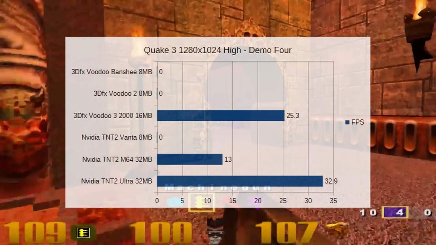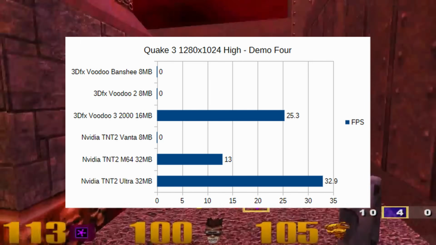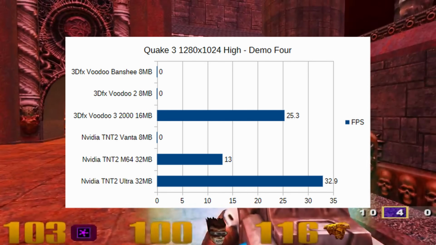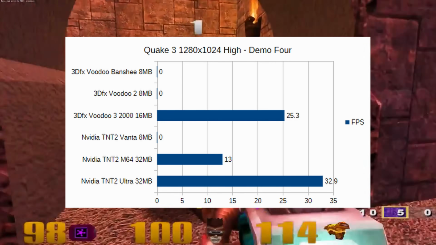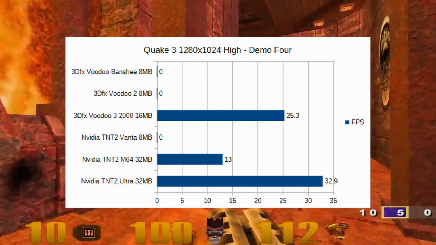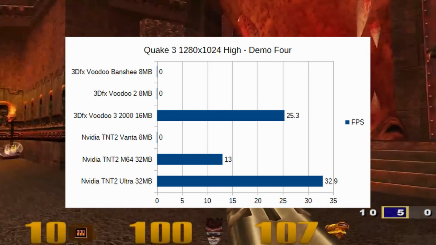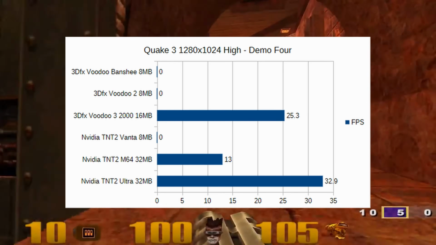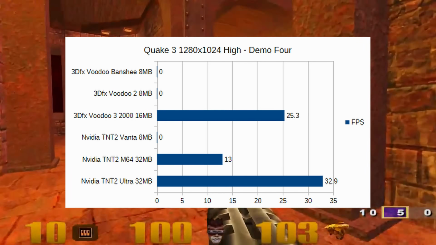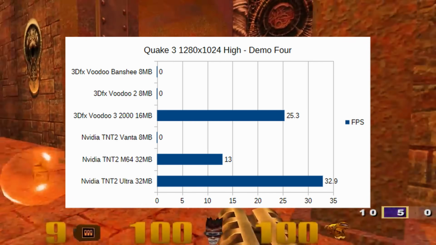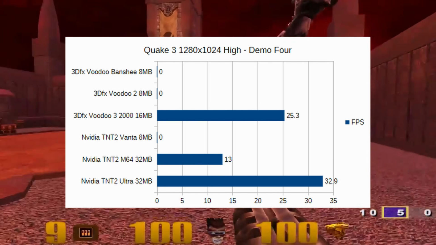Okay, so pushing up the resolution further to 1280 by 1024, the TNT2 Ultra is still holding its own at nearly 33 frames, where the Voodoo 3 has dropped down to 25. We've got the M64 virtually unplayable now at 13 frames a second, no doubt due to that 64-bit memory bus as a limitation. The Vanta, Voodoo 2 and Banshee now unplayable.